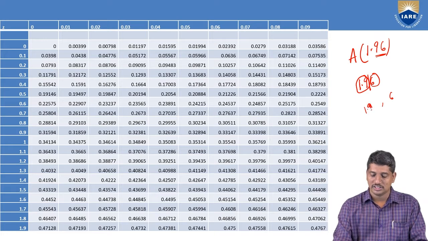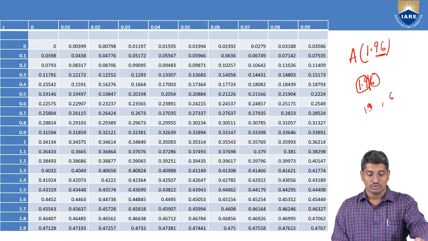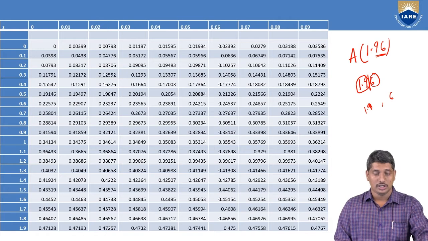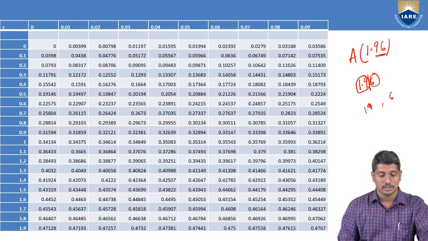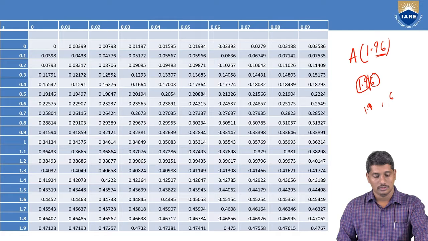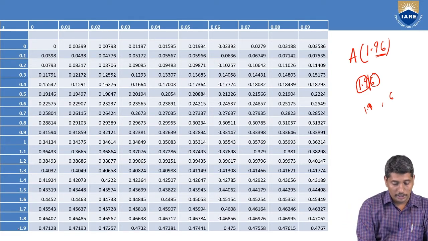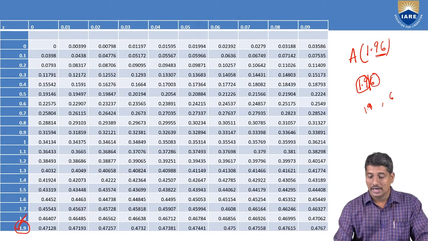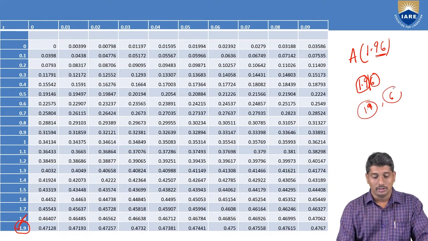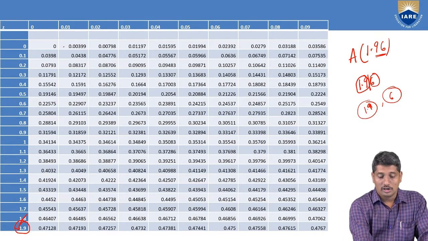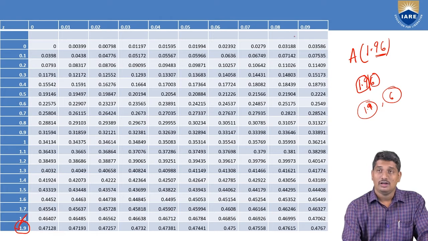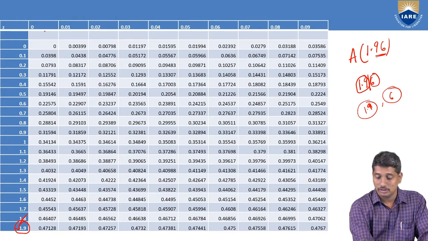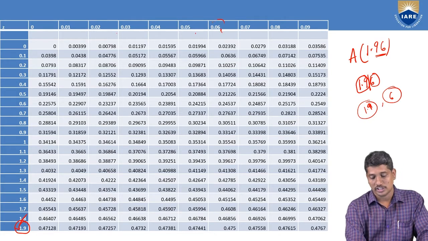Now, you have to search for this 1.9 on your rows. That is, from here onwards, you have to start, 0 like this. You will see 0, 0.1, 0.2, 0.3, and you will find 1.9 here. You have to circle 1.9. And the second part is 6. You have to search for the second part on the top, that means on the column headings. That is, 6 means 0, 1, 2, 3, 4, 5, 6. So you have to circle this.